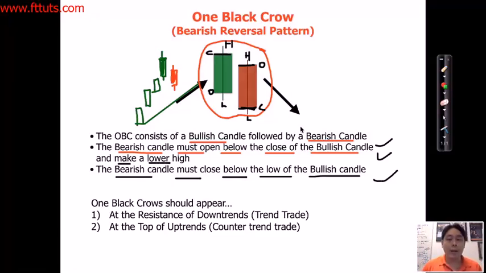And again, when is the best time for this to appear? We want it to appear at a resistance level of a downtrend, right? So a rally, resistance, one black crow, short it, follow the trend as a trend trade. Or we find this at the top of an uptrend. So it's an uptrend, it's overbought, it's overstretched, one black crow, do a short, and we write the counter trend trade down. Okay? So again, what is the psychology behind this?